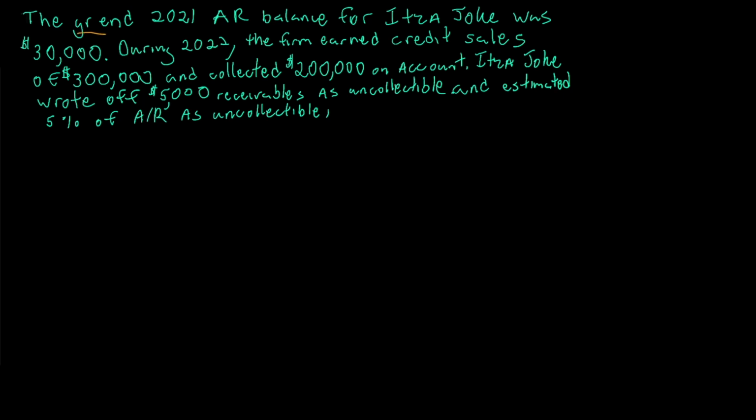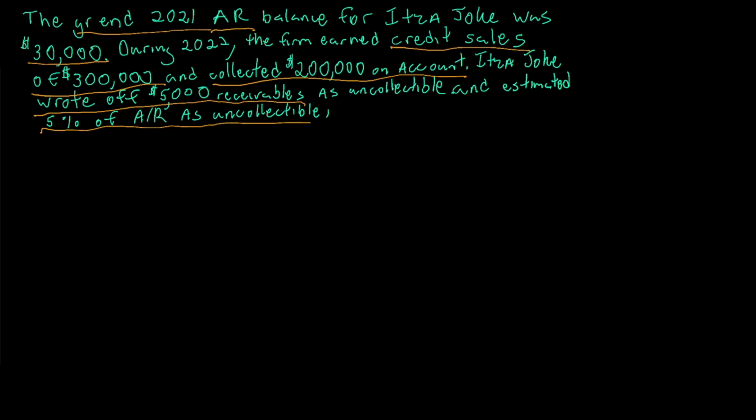So we say year end 2021 accounts receivable balance was $30,000. During the following year, credit sales of $300,000 and collected $200,000 on account. It's a Joke wrote off $5,000 receivables as uncollectible and estimated 5% of accounts receivables as uncollectible.